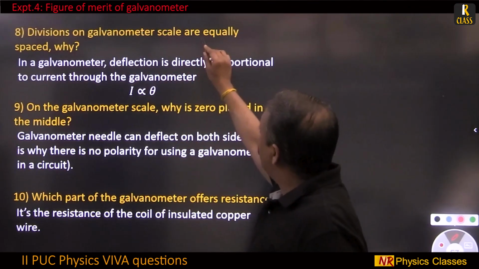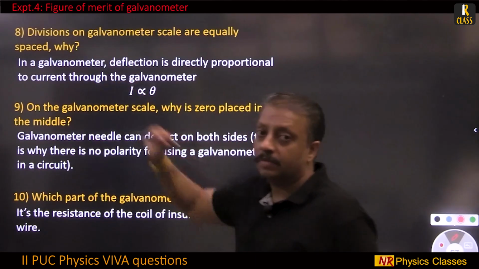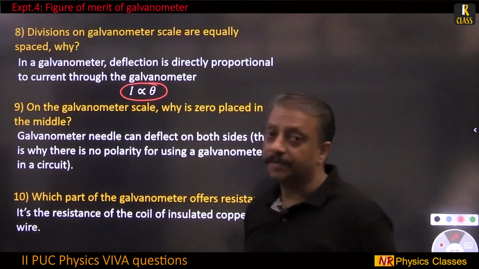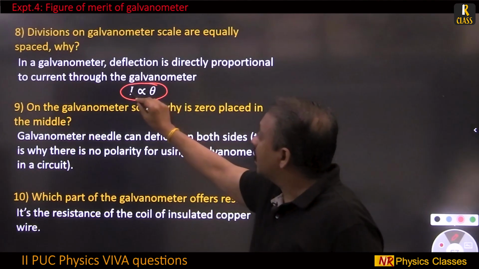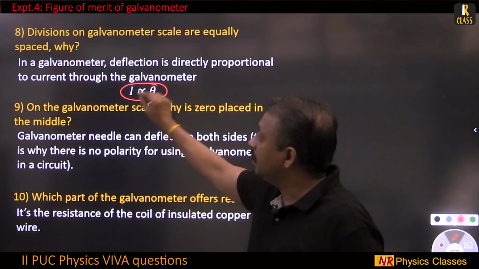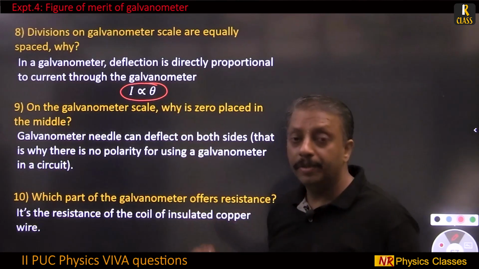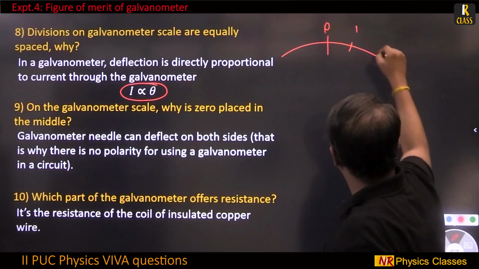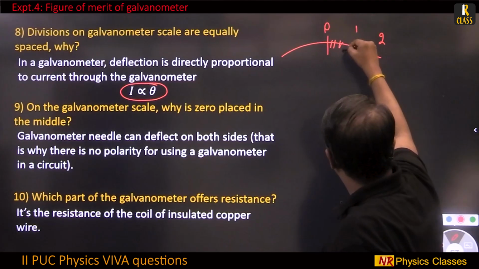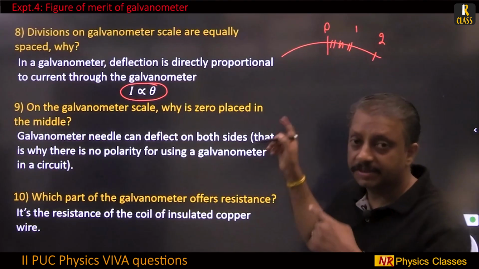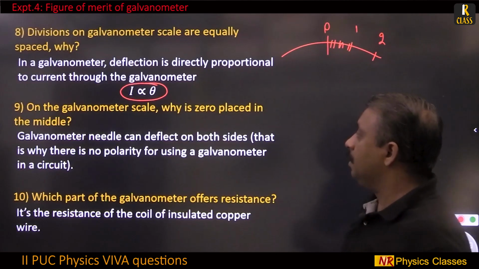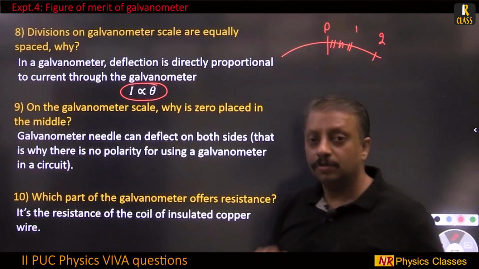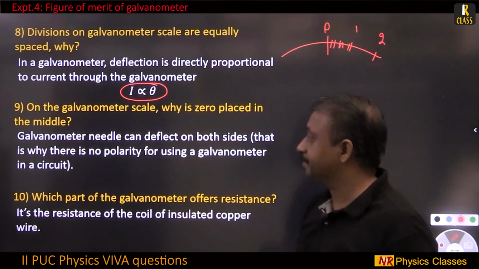Divisions on galvanometer scale are equally spaced. Why? Because theta is proportional to I, or I is proportional to theta. If current is doubled, deflection also gets doubled. If current is halved, deflection gets halved. Means divisions should be equally spaced. 0, 1, 2. So all the divisions are equally spaced. You won't appreciate this much, but still, because other galvanometers, that is not I proportional to theta. So that's why in this case equally spaced.